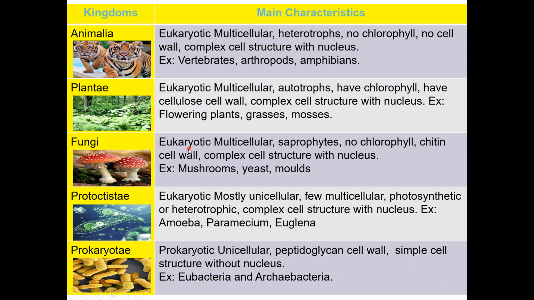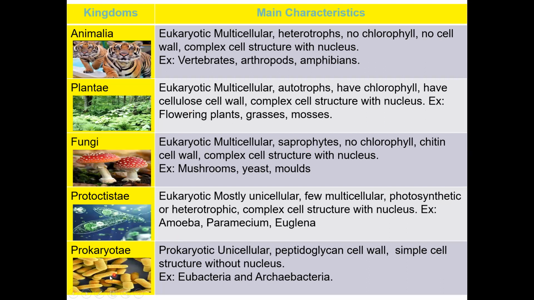And fungi, they are the eukaryotic multicellular saprophytes. Saprophytes are the organism which are the decomposers. They depend upon the dead decaying organism for their food. They don't have the chlorophyll. It means they are not the autotroph. They cannot prepare their food, but their cell wall is made up of chitin as compared to the cell wall of the plant, which was of cellulose.